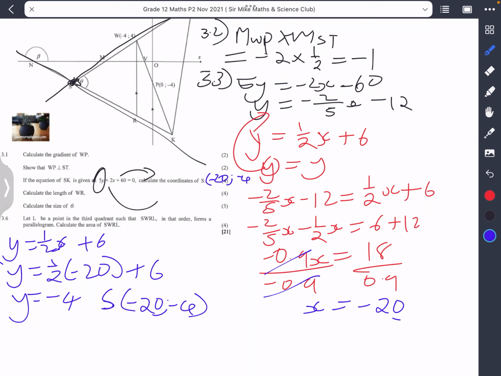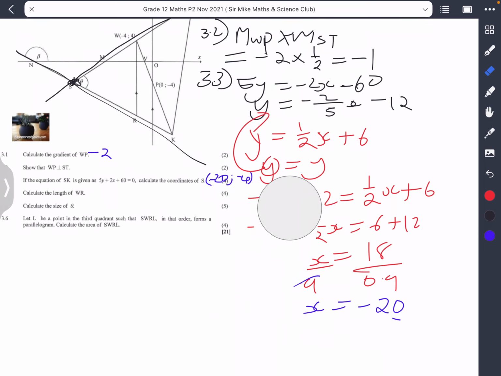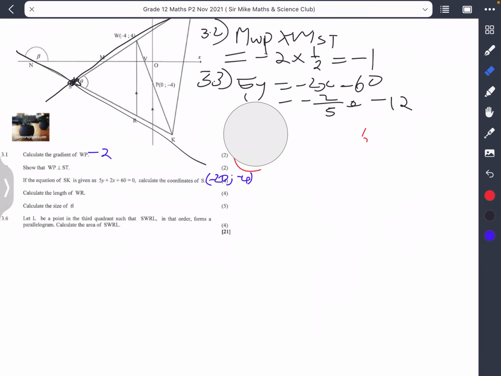I'm just going to erase everything so that we have somewhere to write. Now we said that the gradient of that line, which was WP, was actually negative 2. Let me also write that down in case we need it. So we have that being negative 2. Let me erase what we have here so that we have somewhere to write for the next question.